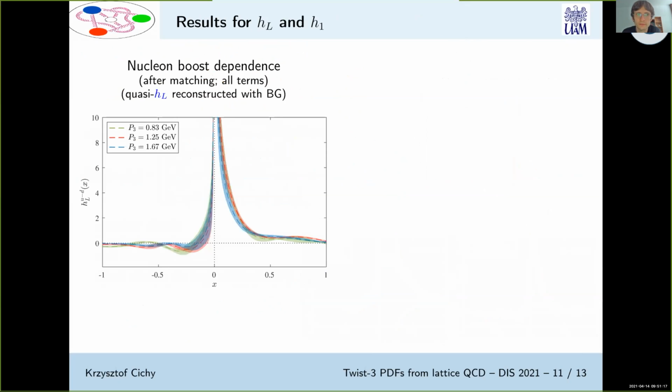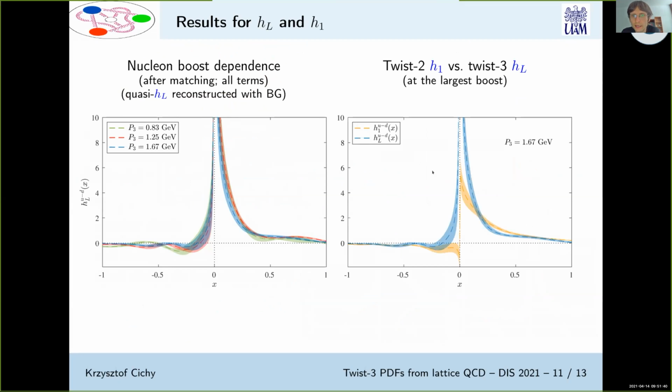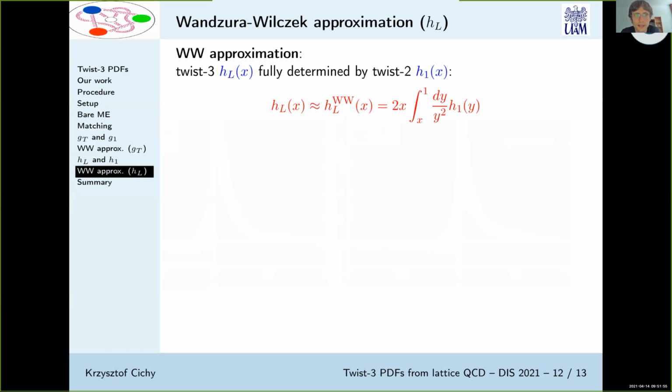Okay, so then I show you the nucleon boost dependence of our HL. So again, three nucleon boosts from 0.8 to 1.67 GeV, and again you see very nice signs of convergence within our uncertainties. And then we compare the HL with its twist-2 counterpart, the H1, at the largest nucleon boost, and you see very similar qualitative features: at small x, the HL is larger than H1, but it falls off more steeply.